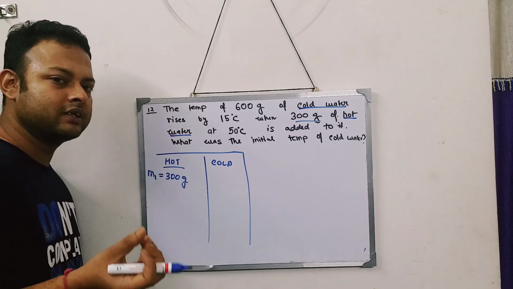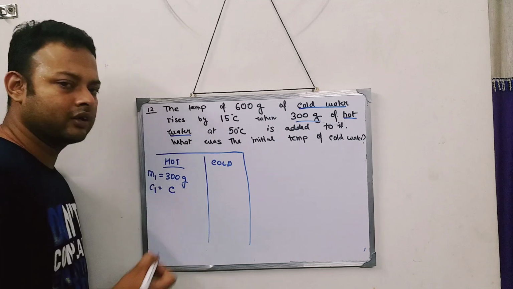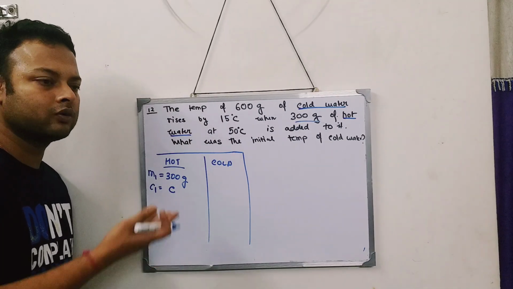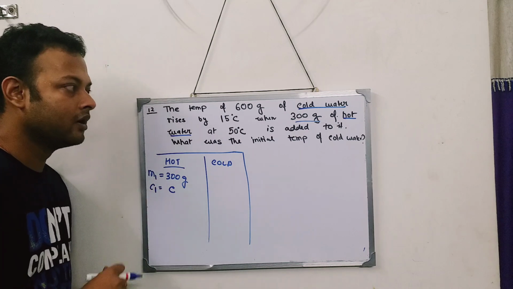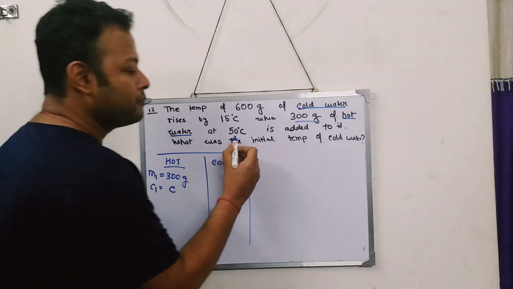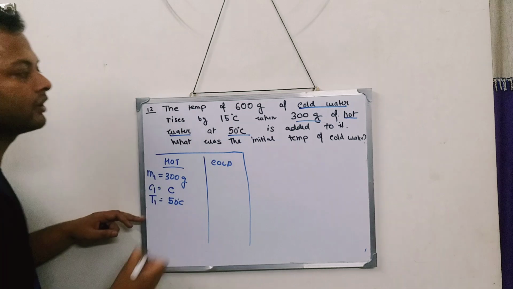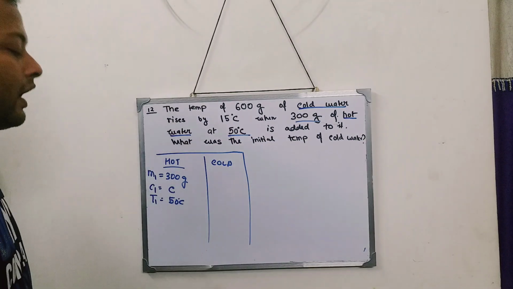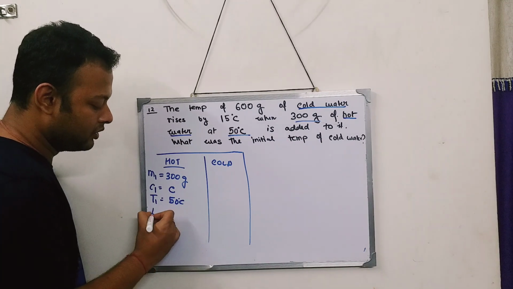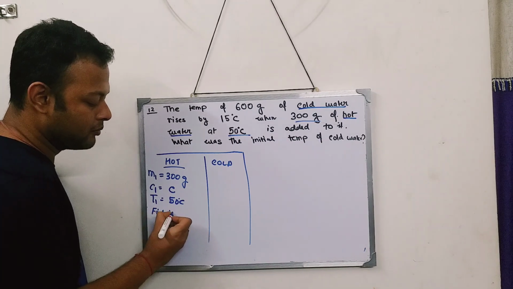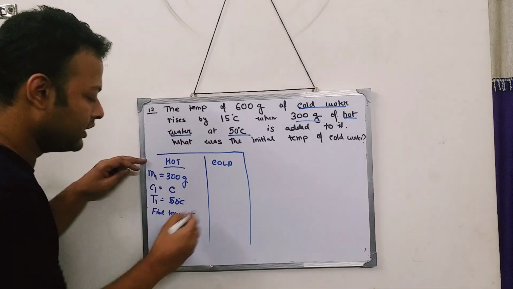Since it is not mentioned, I'll keep my specific heat capacity as C only. Since not given, what to do? Keep this as C. Don't take as 4.2. Now the hot water is at what temperature? 50 degrees centigrade. So T1 is equal to 50 degrees centigrade. And what is the final temperature? Not mentioned. So let the final temperature be T.